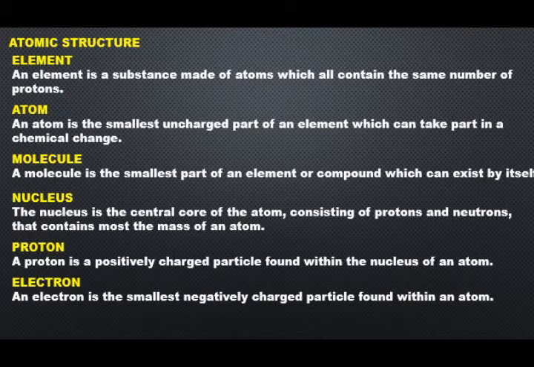Nucleus. The nucleus is the central core of the atom, consisting of protons and neutrons that contain most of the mass of an atom. Proton. A proton is a positively charged particle found within the nucleus of an atom. Electron. An electron is the smallest negatively charged particle found within an atom.